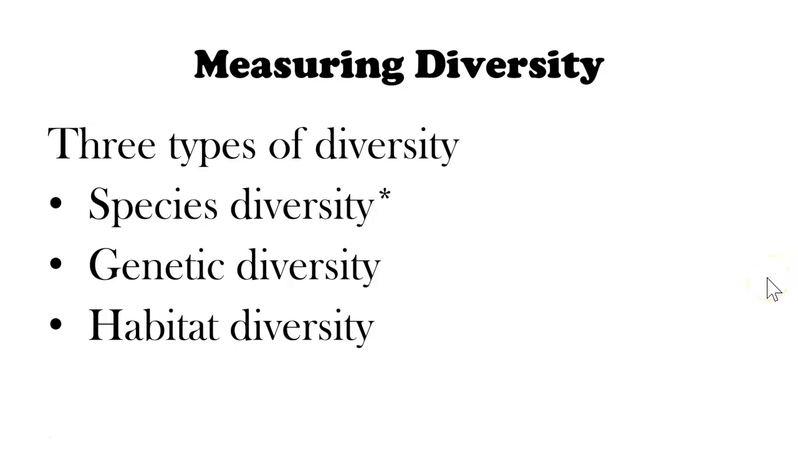There are 3 ways we can think about diversity. We can look at the species diversity, which is the number of different species that are represented in a given community. We can look at the genetic diversity, which is where we figure out the frequency of alleles or genes in an ecosystem. And then we can look at the habitat diversity, which is the number of different habitats that are found in a particular region. And you can see we've got a star here by species diversity. That's the one we're going to take a closer look at now.